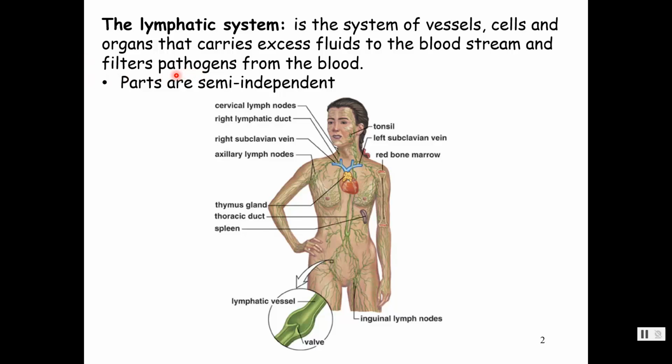And the idea is that this is where immune surveillance occurs. And so this lymph is going to be filtered, and we will mount an immune response to eliminate those pathogens, those disease-causing organisms from our body, hopefully before they make us sick. And so we've got some vessels, we've got some organs, we've got some cells, and I'll just tell you right now, the parts are semi-independent of one another. So it's not one of those cohesive systems where they're all connected.